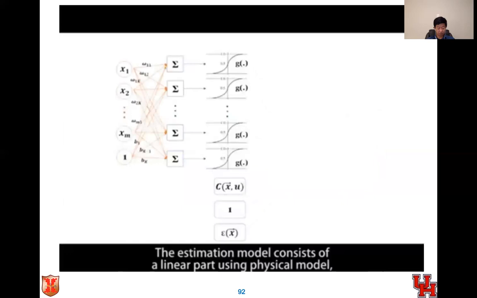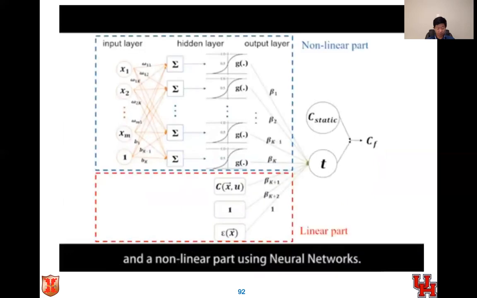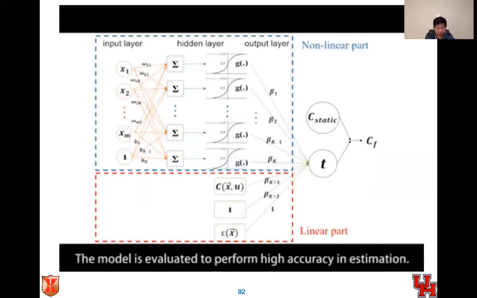The estimation model consists of a linear part using a physical model and a non-linear part using neural networks. The model is evaluated to perform with high accuracy in estimation.